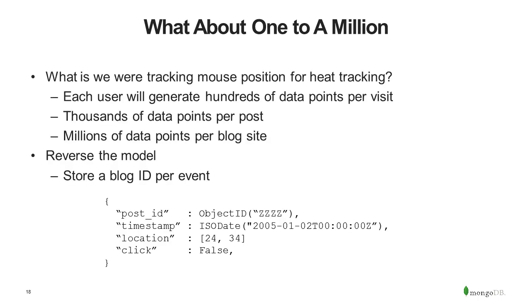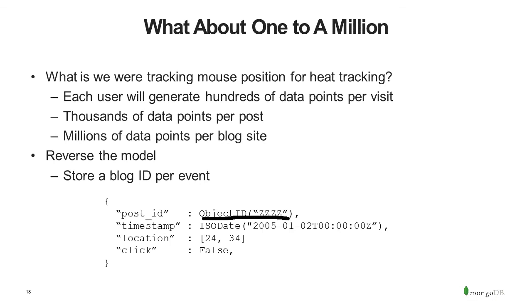So what about 1 to 1,000,000, right? How am I going to handle heat tracking or mouse tracking on a site? Each user is going to generate hundreds of data points per visit. That's thousands of data points per post and millions of data points per blog site. So now we reverse the model. What we do now is we store a blog ID per event, and then we just put the post ID for the blog inside the event. So this is the blog ID here. And so for each blog that we keep track of a post on, we just pop the ID in the event. And so we get lots of events.